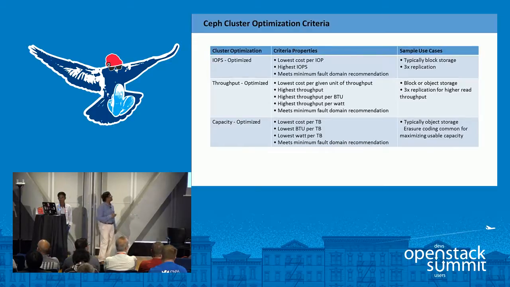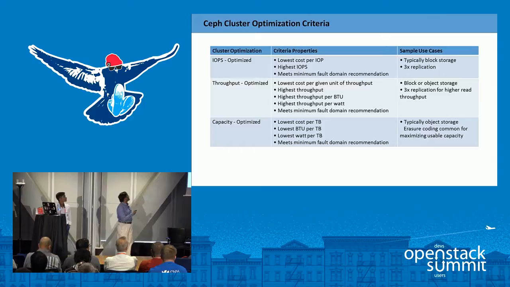So here is a quick performance optimization criteria. This table is self-explanatory, just glance at it. So what is IOPS? Low cost, high cost, and throughput is what is optimized, and capacity, what is the cost per TB? These are the examples. I have given the examples.